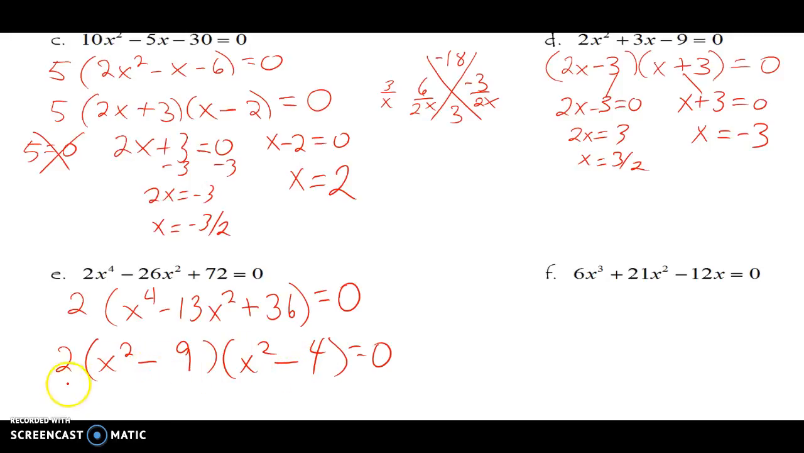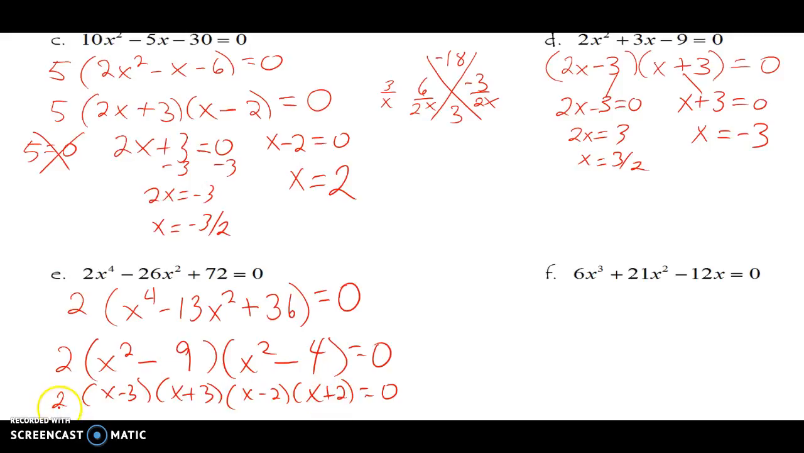This will factor into x minus 3, x plus 3. Then this will factor into x minus 2 and x plus 2. So remember what we talked about with the highest degree: it determines the number of possible answers. So I could have as many as 4 possible answers. I would set each of these equal to 0.